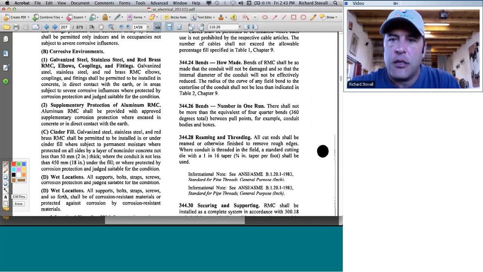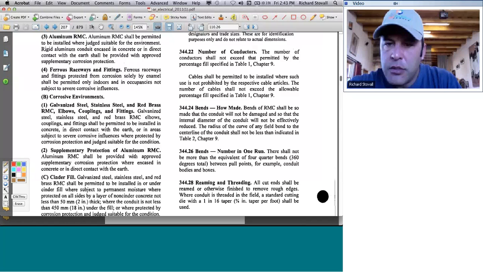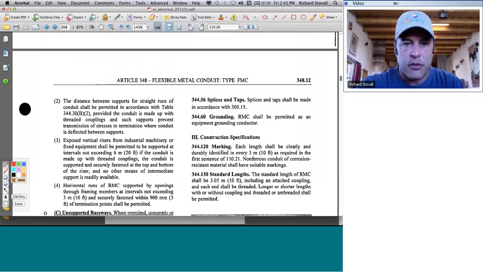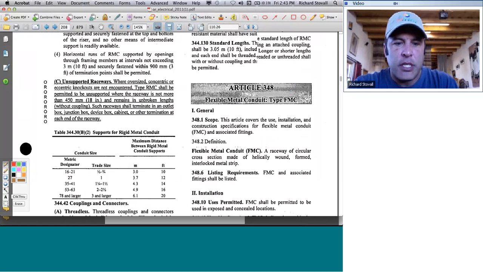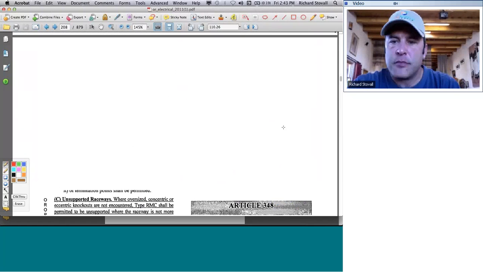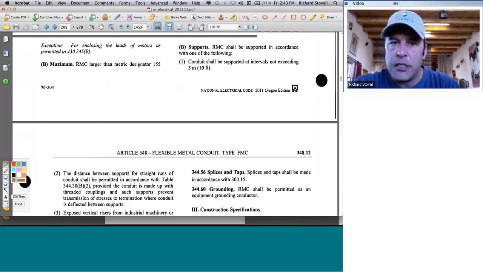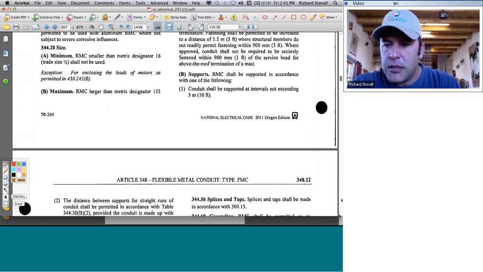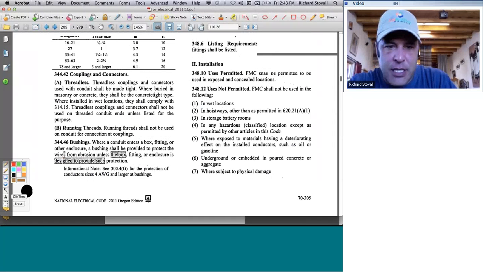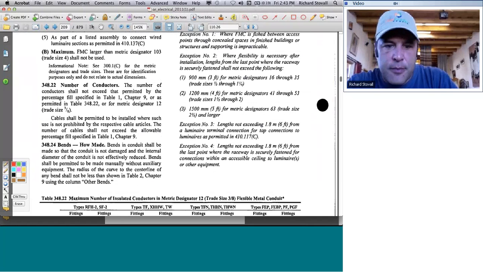Number of conductors, what location, securely fastened 3 feet from each body. All right, couplings, running threads, marking, standard length. All right. I'm not seeing the expansion coefficients, but I believe they exist for RMC. Here's FMC. Okay, so flexible metal conduit.